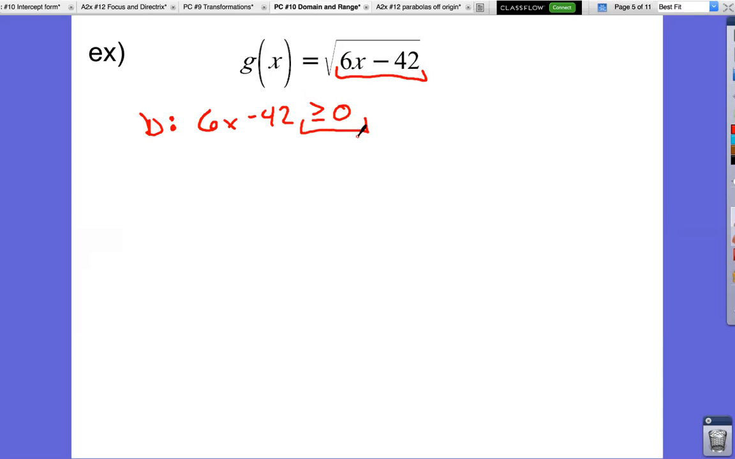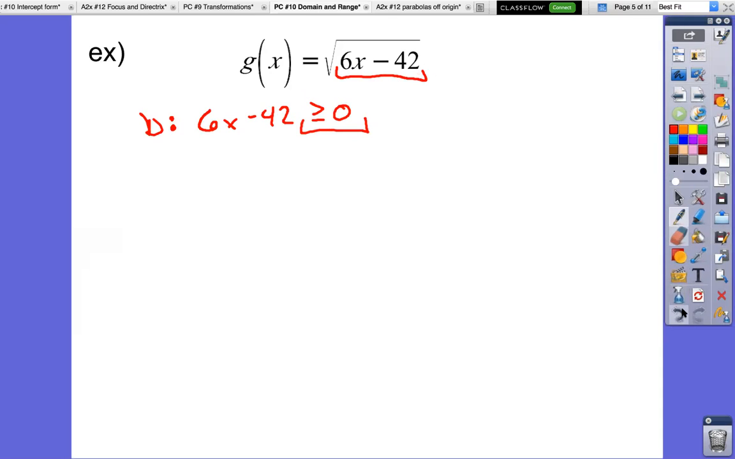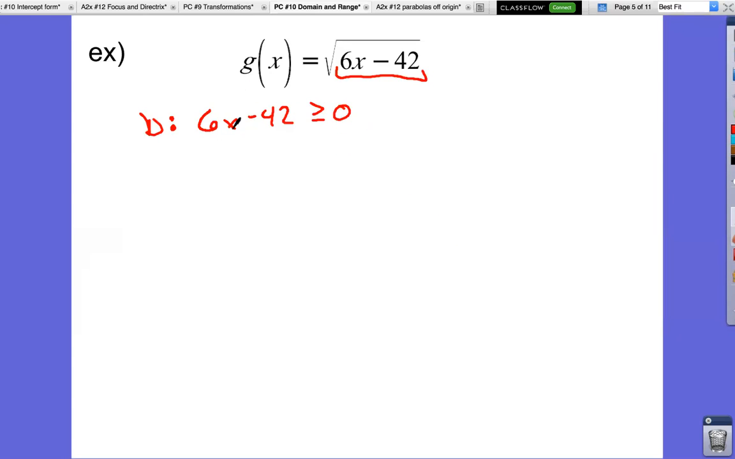Again, why do I set it greater than or equal to 0? What can you not have under a radical? Negative. So that's why it has to be greater than or equal to 0. So now you solve it. So 6x is greater than or equal to 42. So x has to be greater than or equal to 7.